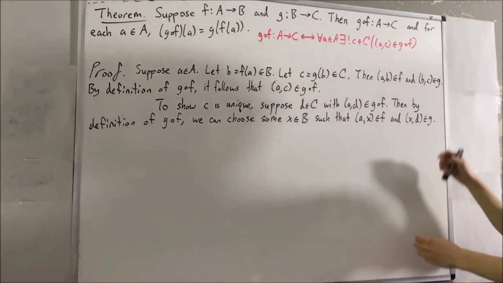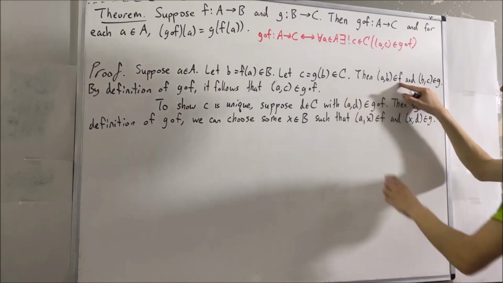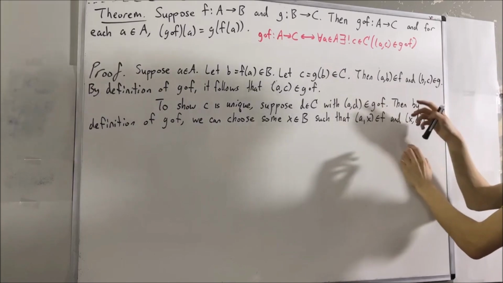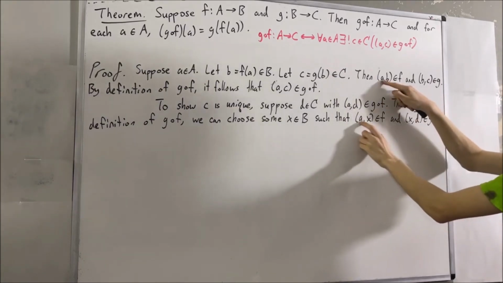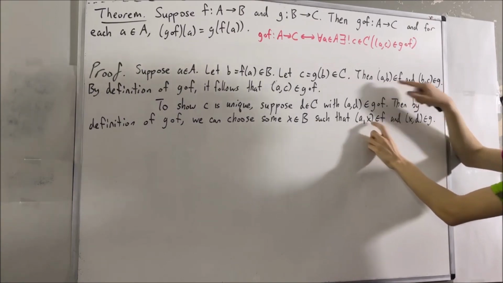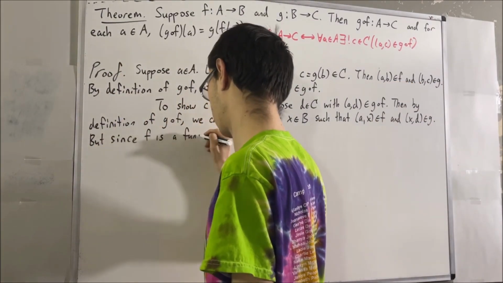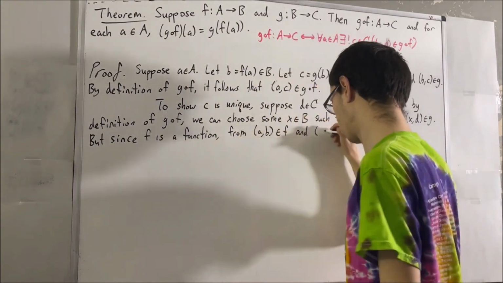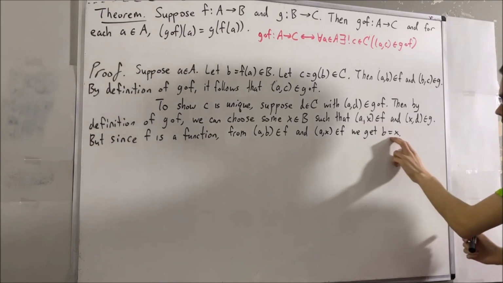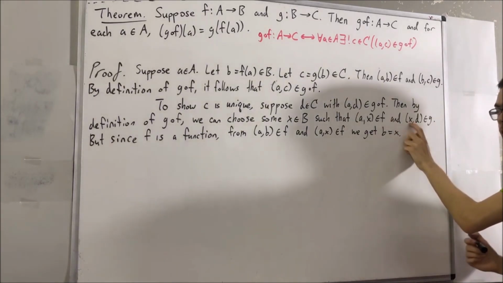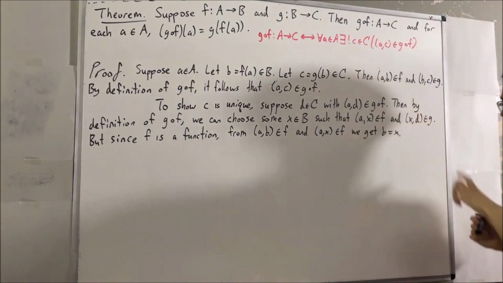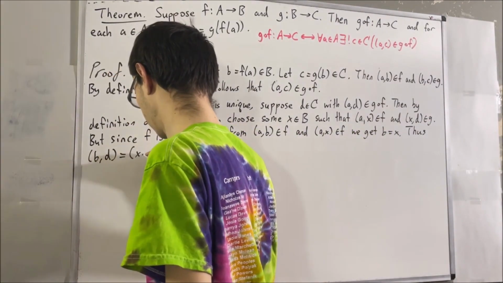So notice we have that (a, b) is an element of f, and (a, x) is an element of f. Because f is a function, we know that a must map to a unique element. So really, we have that b equals x. And since b equals x, this means we can take the x right here and replace it with b. So really, we have that (b, d) is an element of g.